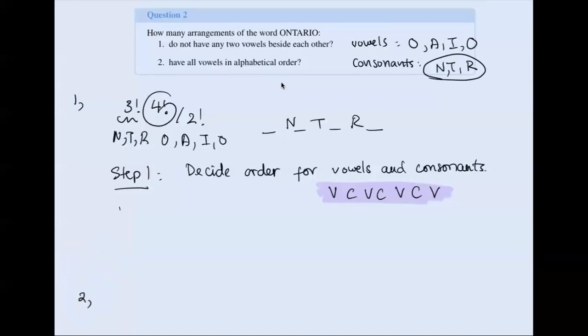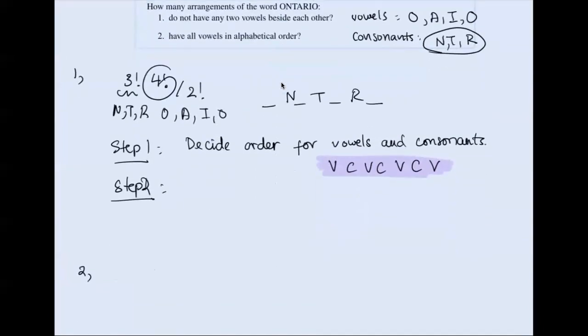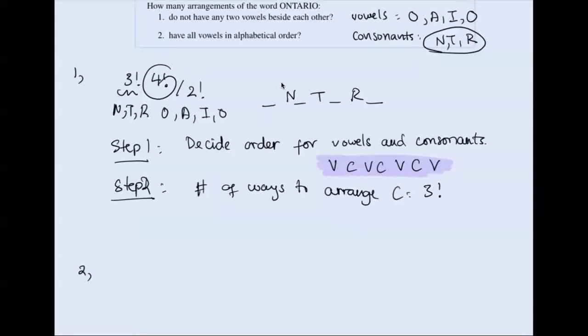And then step 2 is a student decide to count how many ways are there to arrange the consonants. You have N, T, and R. There are 3 distinct objects. So you have 3 factorial ways to arrange them.